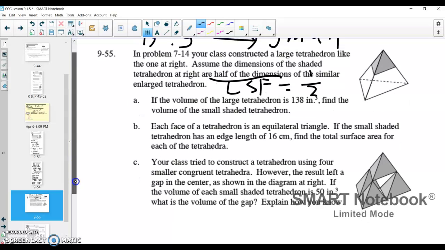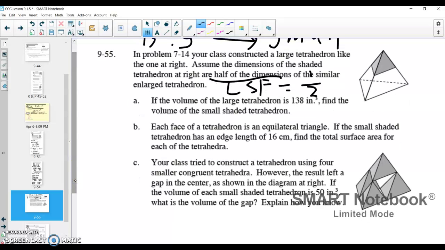And in all these problems, you can kind of see that I've always tried to pick out a linear scale factor, because if I can say I have a linear scale factor, either big to small or small to big, I can then find an area scale factor if I need one, or a volume scale factor. Okay? All right, so in part A, it's saying the volume of the large tetrahedron is 138 inches cubed. Find the volume of the small tetrahedron.